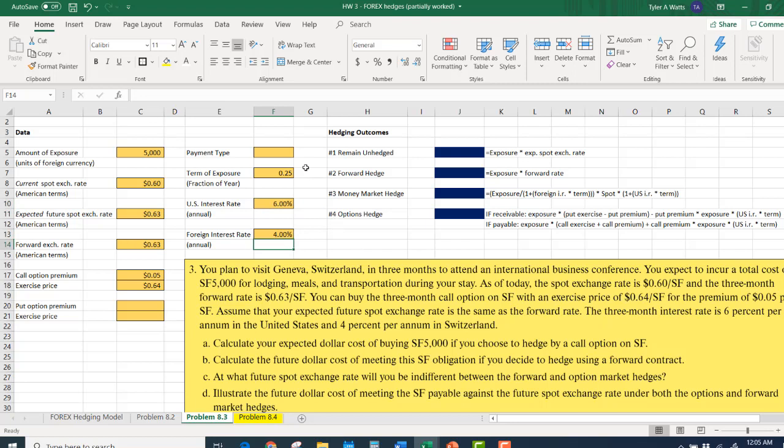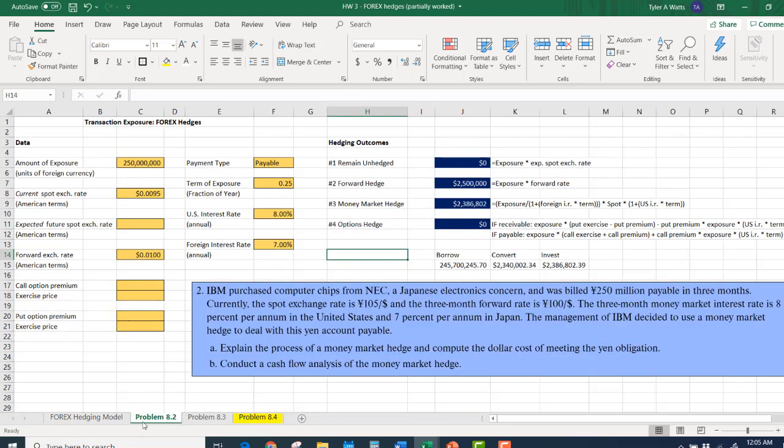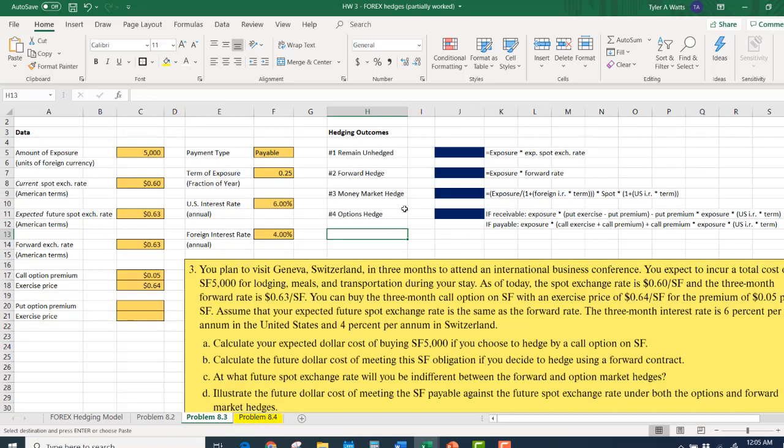Okay, so this is going to be a payable, isn't it? Because we're going to go over there and spend that money. So plug that in as a payable. And now we're ready to go. And again, do we need to do all that math again? Well, I don't think so. This is the beauty of an Excel model, people. We're going to copy and paste.